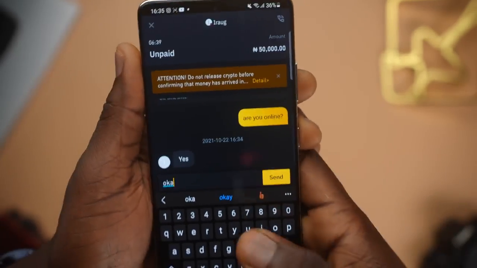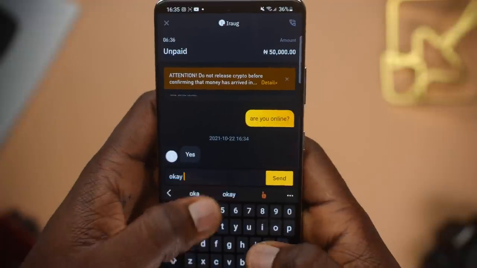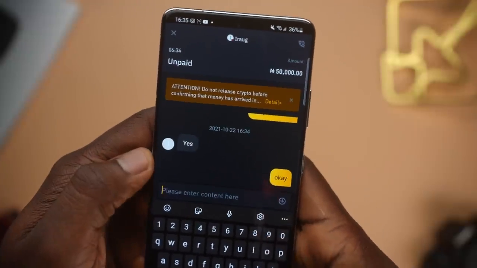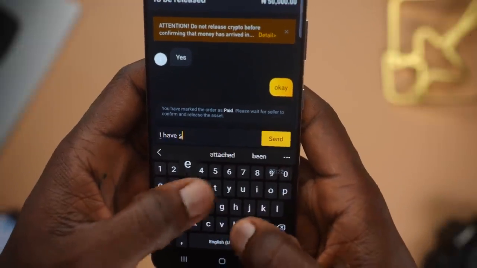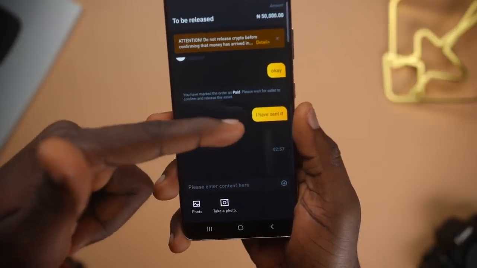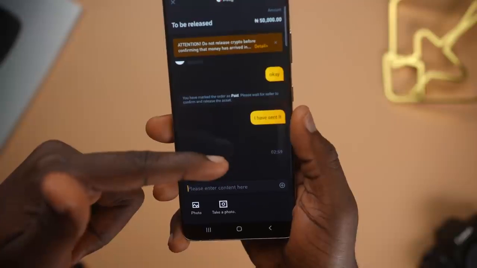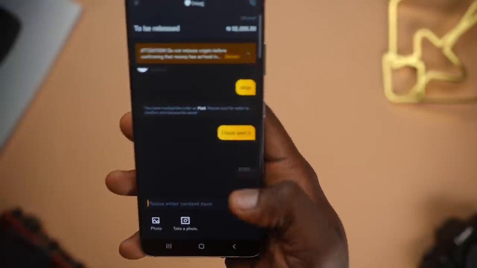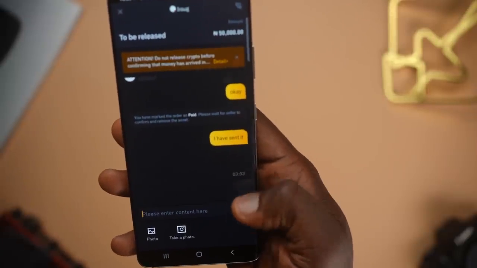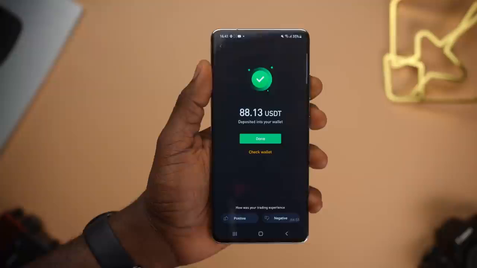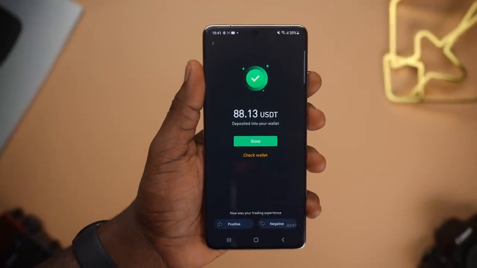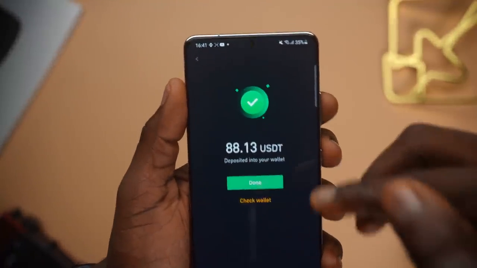Once I got a confirmation that they were online, I just made a transfer to their normal bank account that was shown. And for the transaction narration, you do not want to put anything like crypto or Binance or anything in there. Then I just message the person that I have sent it, with a screenshot of the proof of payment. The seller, who is supposed to give me the USDT for the money I've just sent, will now release it to me. He also has a time limit to release it, as we can see here. Now, as you can see, the seller has released the USDT to my wallet.